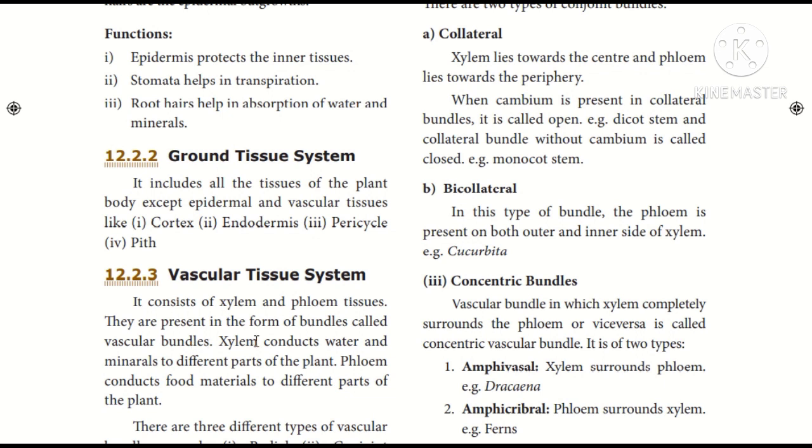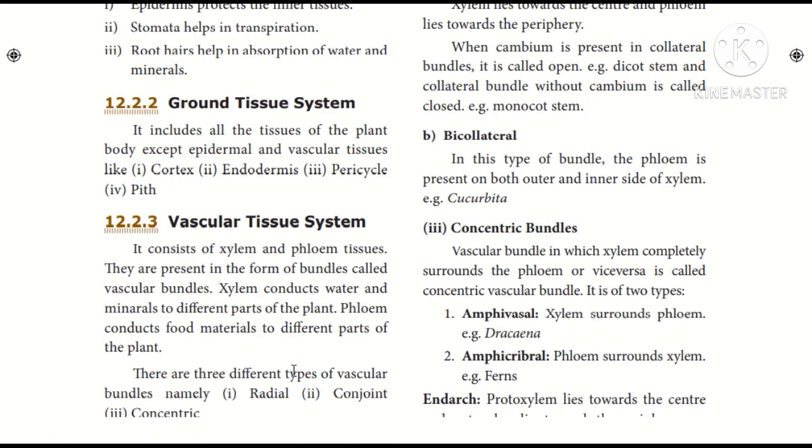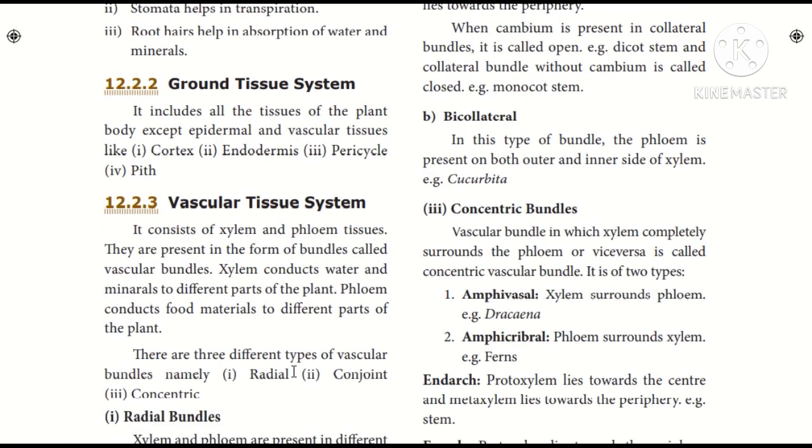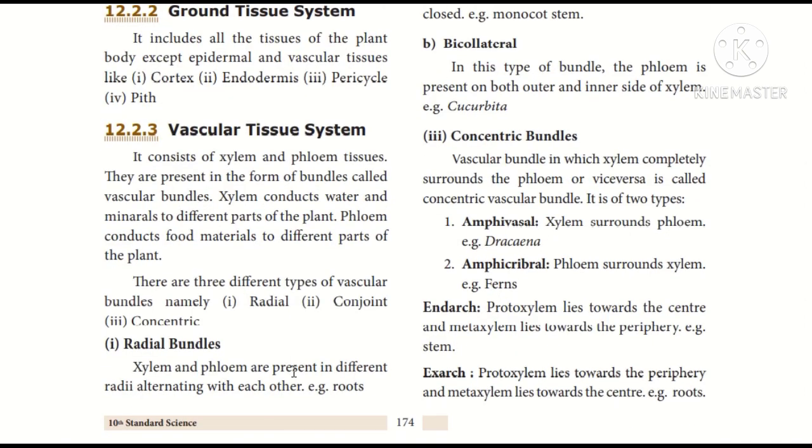Xylem, the main important function is to conduct water, and the phloem, the main important function is to conduct minerals to different parts of the plant. That is the main important function of xylem and the phloem. So xylem conducts water and the minerals, and the phloem conducts food materials to different parts of the plant. This I already discussed under the complex tissue in 9th standard. And now based on the bundle in which the xylem and the phloem are arranged, three different types of vascular bundles are seen in a plant. First one is a radial bundle, second type is called conjoined bundle, and the third one is concentric bundle.